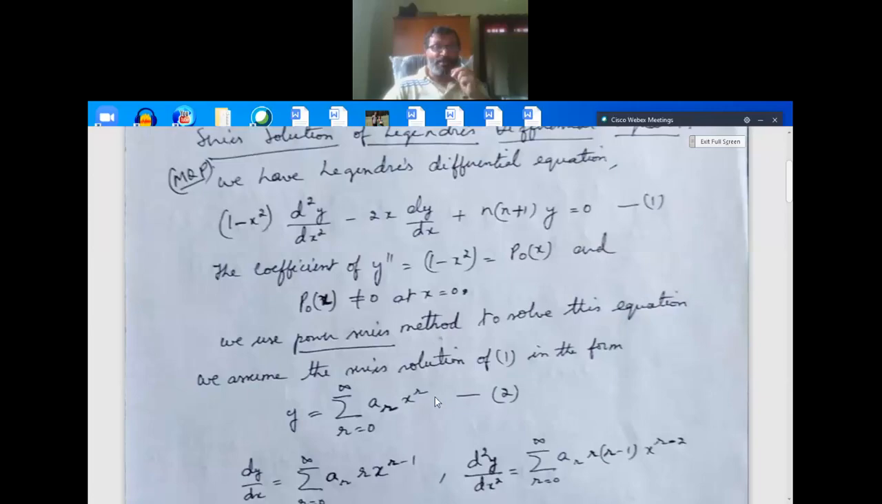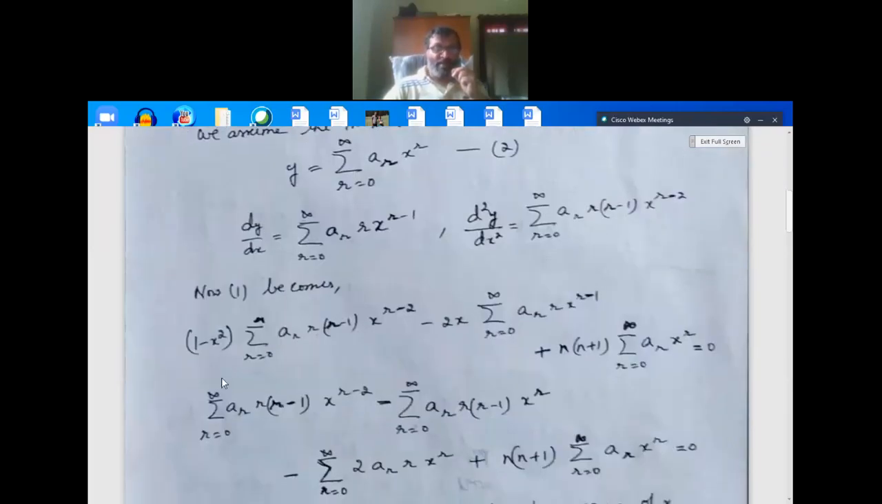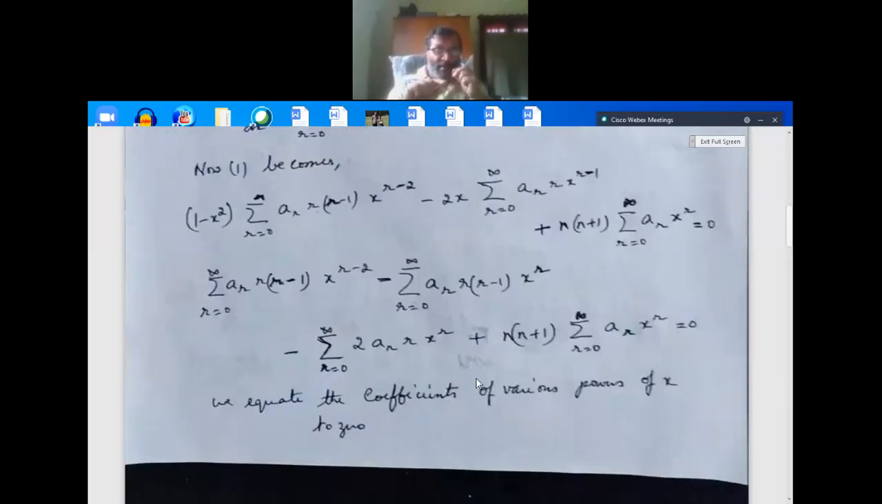Once it is a solution, it satisfies the equation. So you find dy by dx and d squared y by dx squared and substitute them in equation 1, along with y. Then multiplying and arranging, these very simple things I have explained and written clearly. You write it in the notes properly. After writing it as different powers of x, equate the coefficients of various powers of x to 0, starting with the lowest.